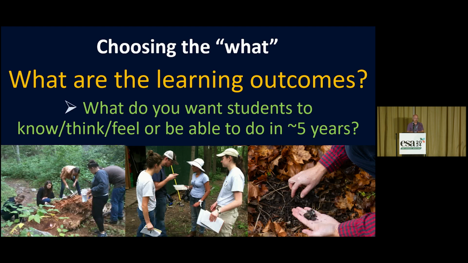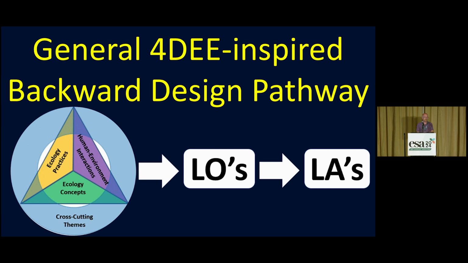Getting students to think about what is really important, and we do that first by thinking about the learning outcomes. And the big picture, what do we want students to know, think, feel, or be able to do in about 5 years, right? Thinking long-term, bigger, significant. And I like the backward design pathway. This is the general one. We're using 4D as a starting point to design the learning outcomes or write them, and then the learning activities.